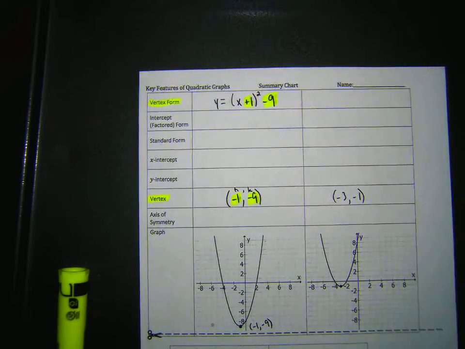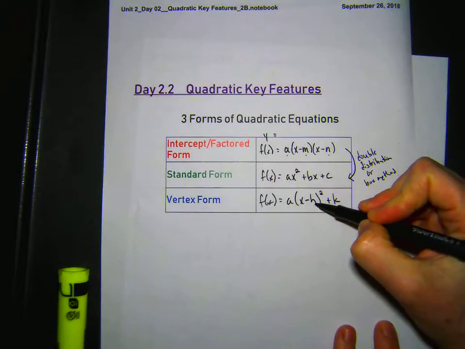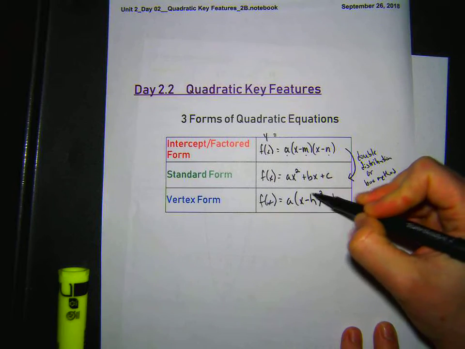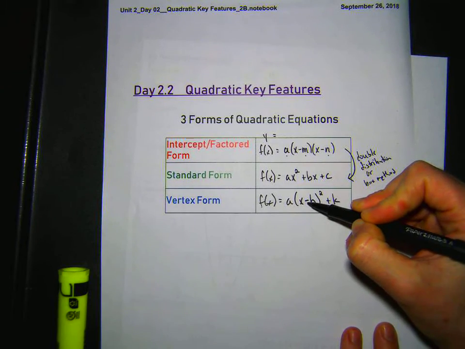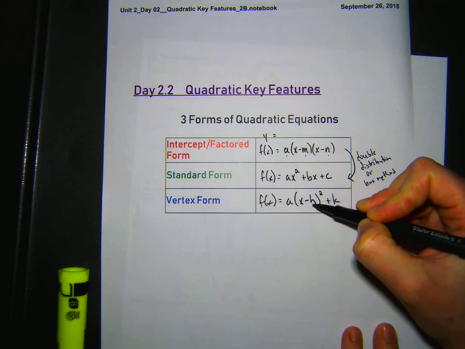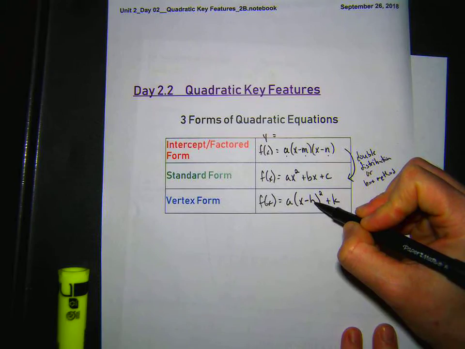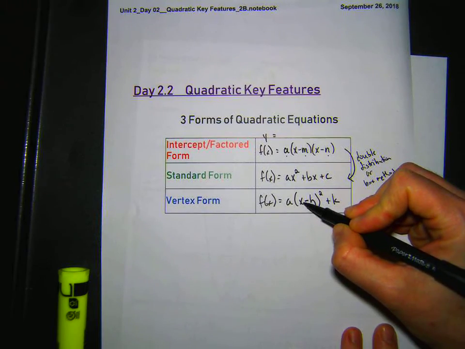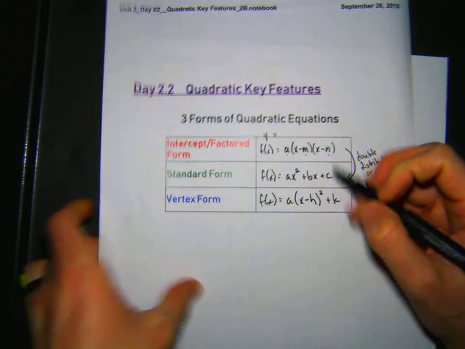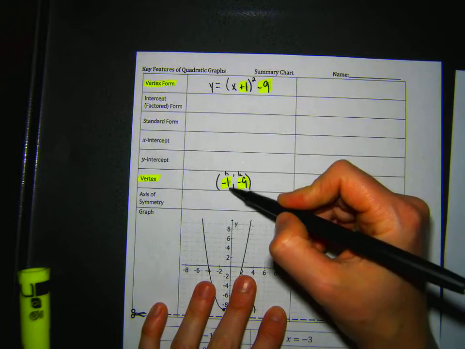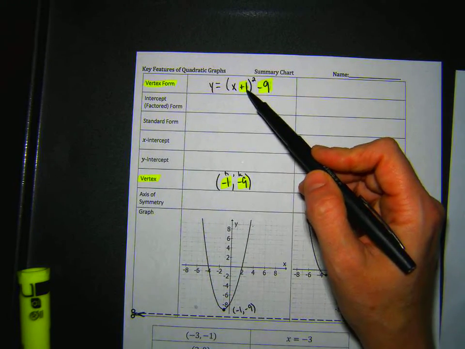So h lives with x. Inside of the parentheses in vertex form, h lives with your x. If you had to live with your x, you would probably be crazy, right? So h is the crazy one because it has to live with its x, so it's going to change signs. Again, we can see that here: -1 in the graph, and then in vertex form it would be positive.